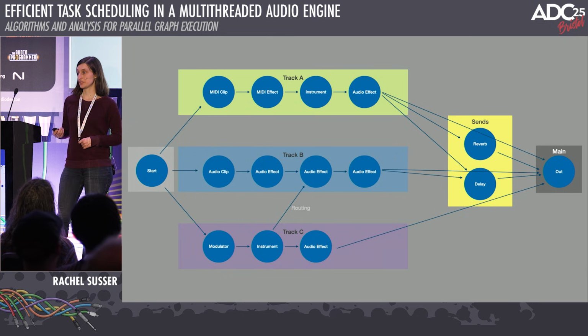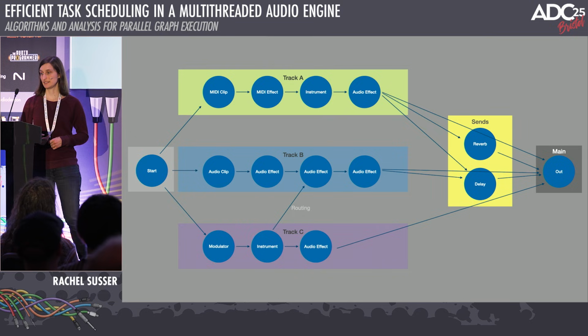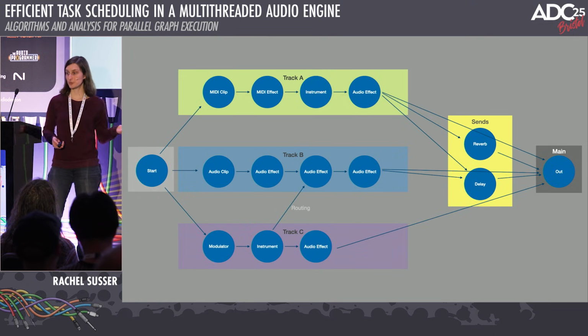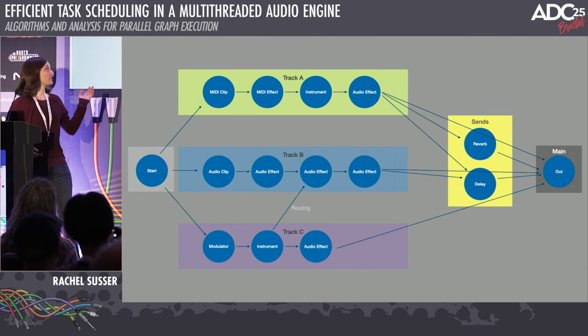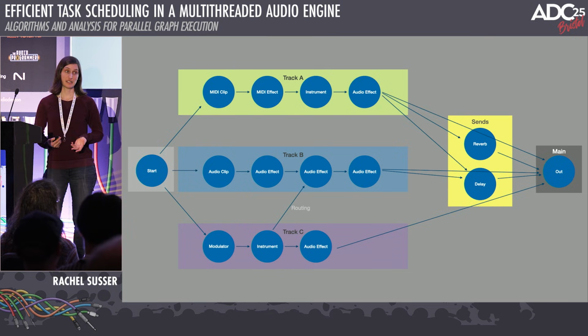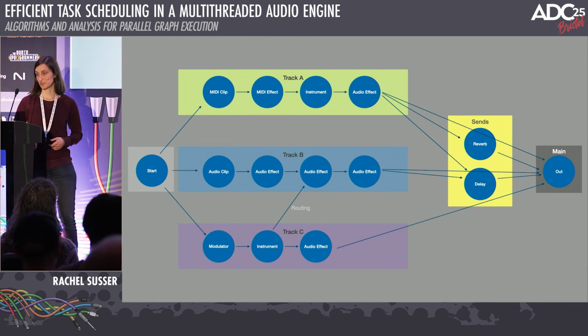For demonstration purposes, this example is greatly simplified compared to the actual live set in the previous slide. Here you can see the devices in each track, the sequence of data flow between devices, and finally the flow of data to the sends and the main out. Because they include the necessary information about data flow requirements, graphs are a really important data structure when it comes to task scheduling.